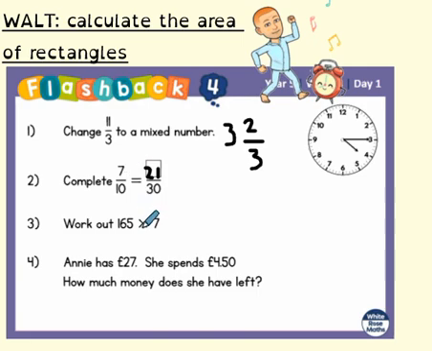Question 3, work out 165 times 7, a bit of a recap from our multiplication lessons. To do that, I would do it in the column method. And because I'm a bit short of space, I'm just going to write the answer in here, which is 1,155.